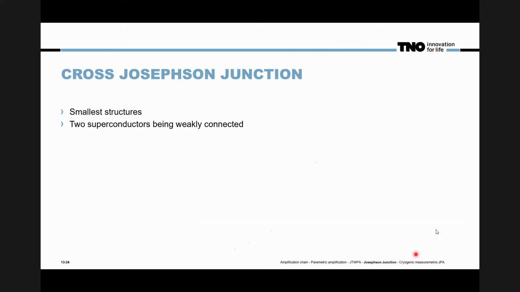There are many types of Josephson junctions, but in general, they're just two superconductors being weakly linked with each other. And for the superconductor material, we used aluminum for both sides. And we used aluminum because it's easy to oxidize, which is needed for the weak connection. The aluminum oxide is also referred to as the tunnel barrier needed for these junctions.